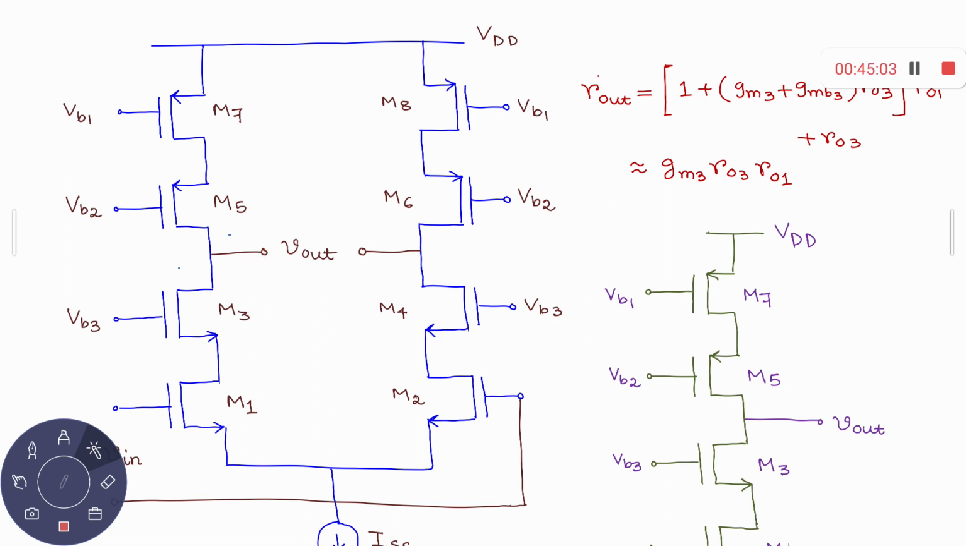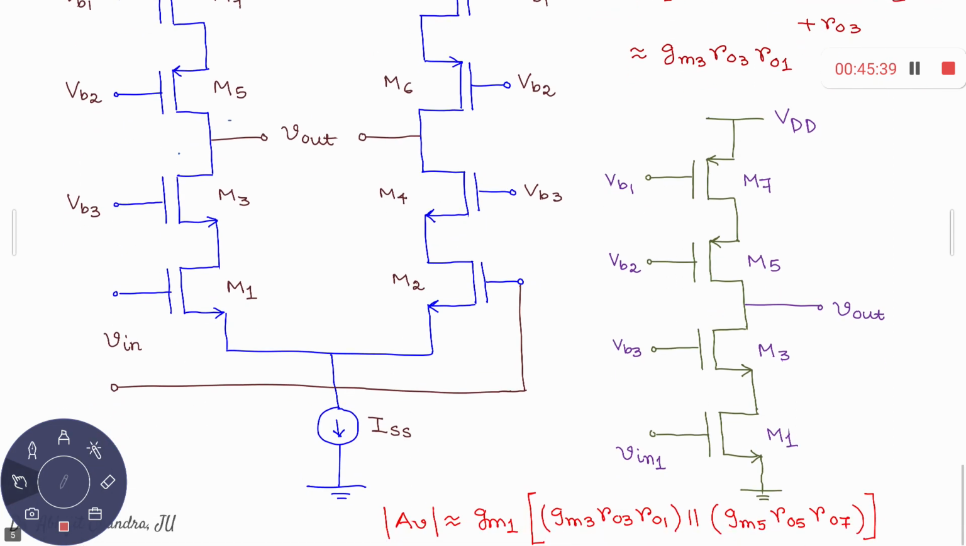This is nothing but (1 + gm3 + gmb3) times r3 multiplied with r1 plus r3. That is the expression, and that can be simplified to gm3 r3 r1. Typically gmb3 can be neglected, the 1 can be neglected, and the plus r3 can be neglected. You just consider the product term gm3 r3 r1. So that is the scenario for the amplifying part, and the load part is also cascoded. Amplifying part and the load part, both of them are cascoded, right? Then what do you get here?